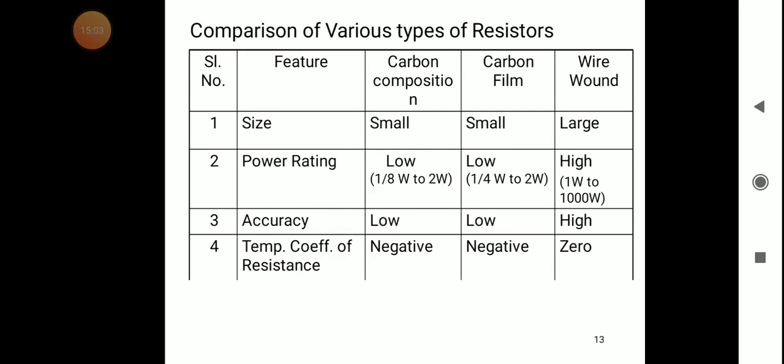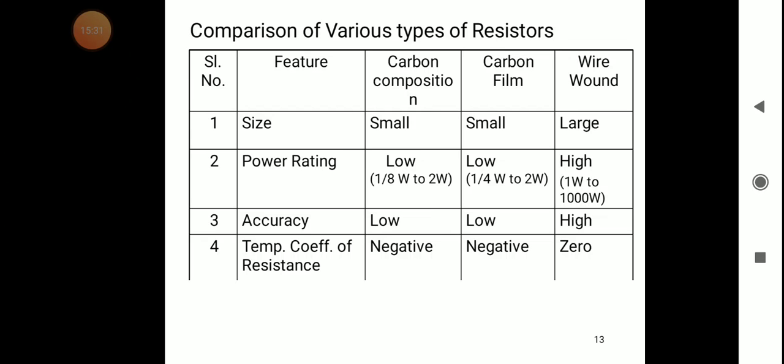Now we try to compare the various types of resistors. We have discussed carbon composition resistors, carbon film resistors, and wire-wound resistors. We try to compare these three resistors and see the comparison between them.